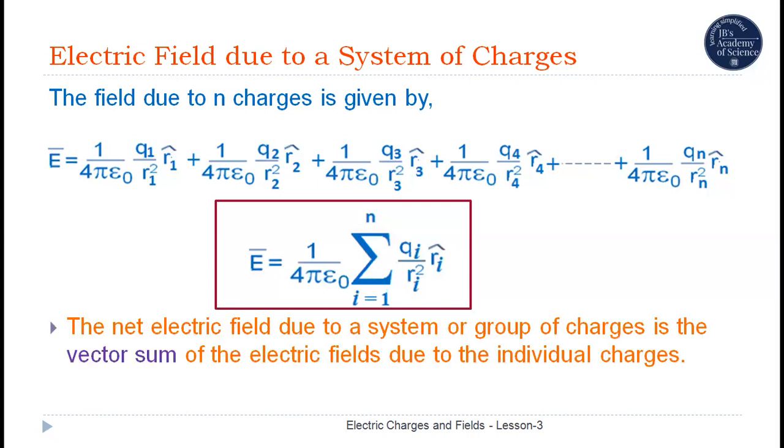That is, the net electric field due to a system or group of charges is the vector sum of the electric fields due to the individual charges. Since electric field is a vector quantity, remember we have to take the vector sum.